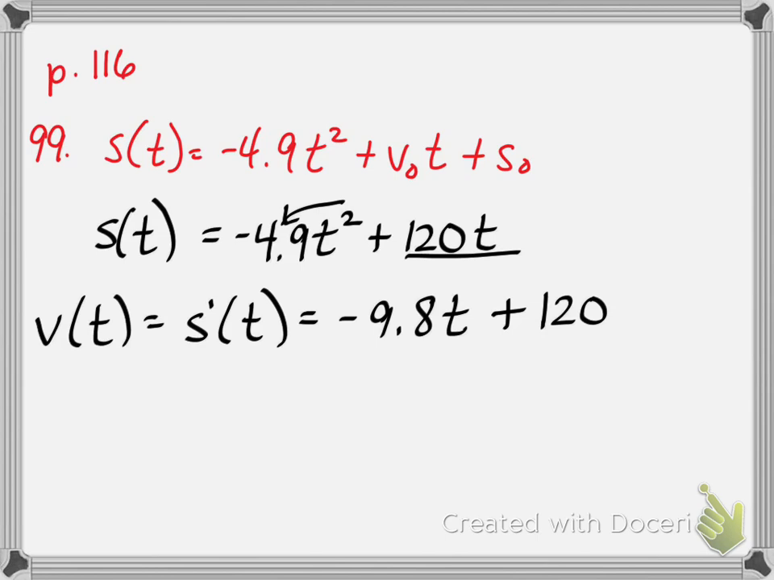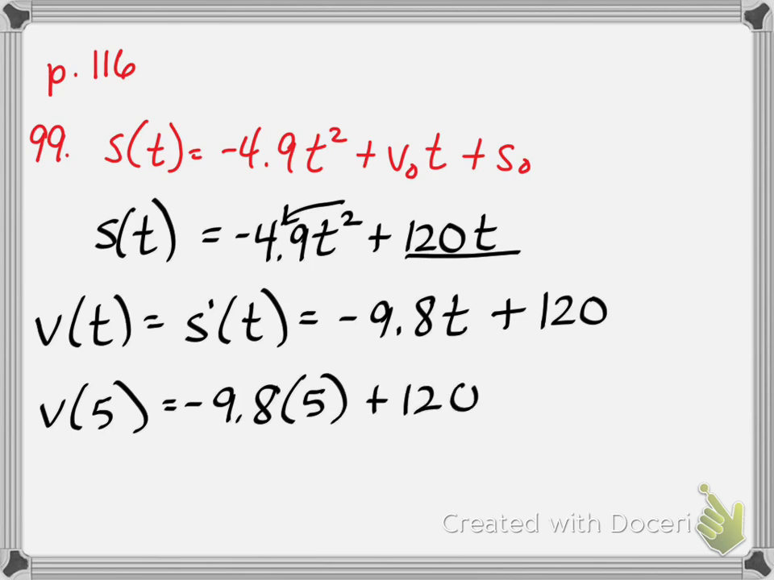What's the velocity after 5 seconds? We're going to plug in a 5. Negative 9.8 times 5 plus 120. They didn't say what's the average velocity. If they had, we would have done that s of b minus s of a using the position function. They just said what's the velocity, so we had to take the derivative to get the velocity function.